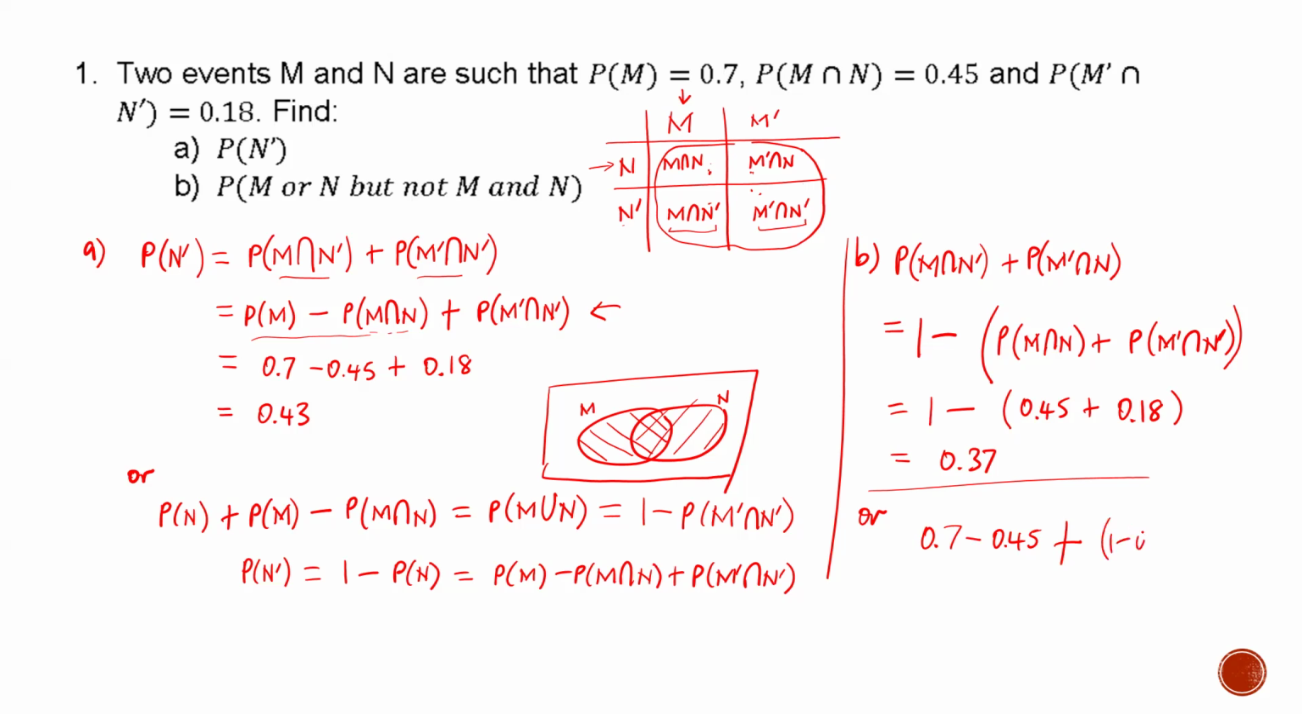But then we're subtracting the intersection, which is 0.45. This will give you 0.25 plus 0.12, which is also equal to 0.37. So this is question one.